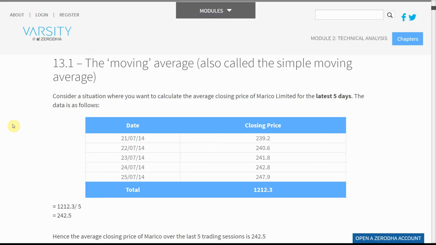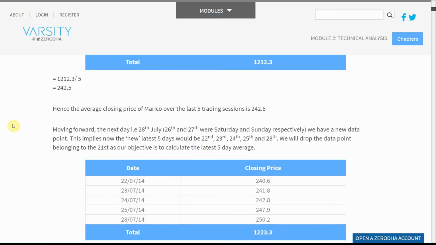Date and closing price: 21st July, 239.2. 22nd July, 240.6. 23rd July, 241.8. 24th July, 242.8. 25th July, 247.9. Total 1,212.3, and dividing by 5 equals 242.5. Hence, the average closing price of Marico over the last 5 trading sessions is 242.5.